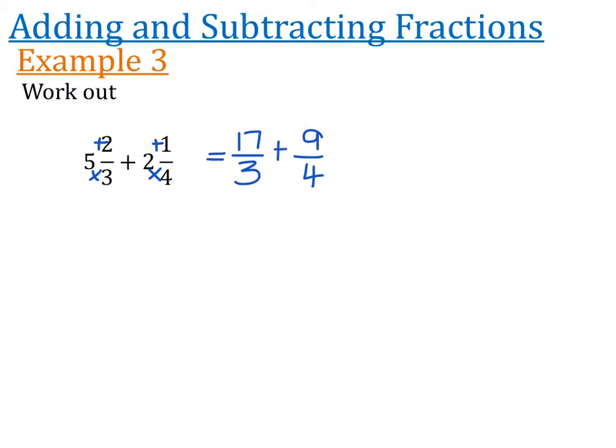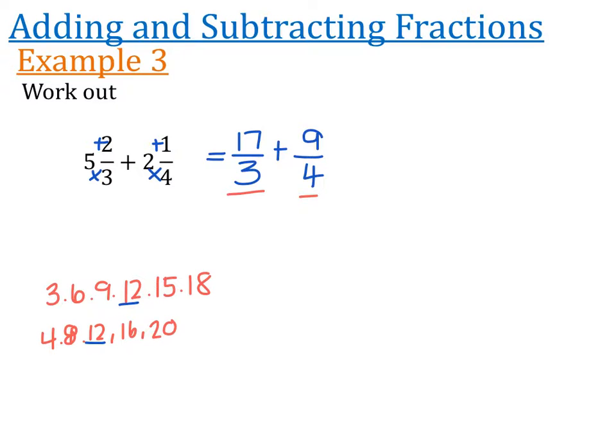So we want to add those two fractions together. Now, as you can see, we've got 3 and we've got 4. Those two numbers are not the same, so we need to find a number that is the same. So we've got 3, 6, 9, 12, 15, 18, and 4, 8, 12, 16, 20. All right, I'm going to stop there. Hopefully we see something that's the same. I can see that 12 is in both of these lists.